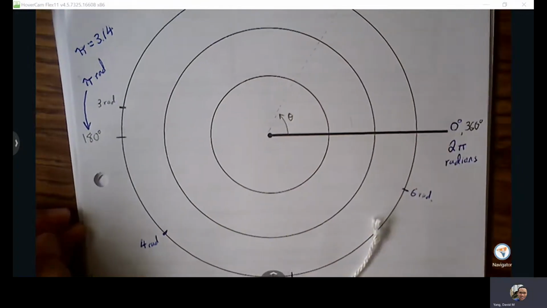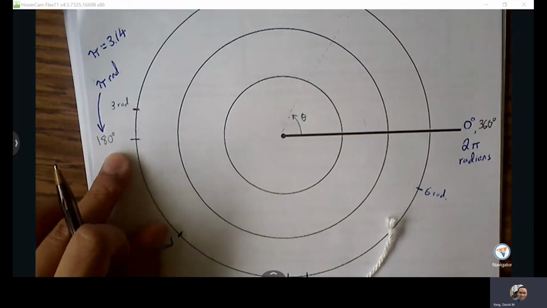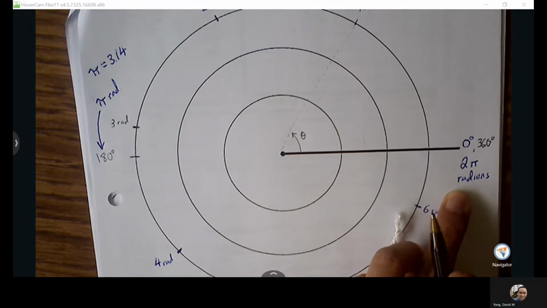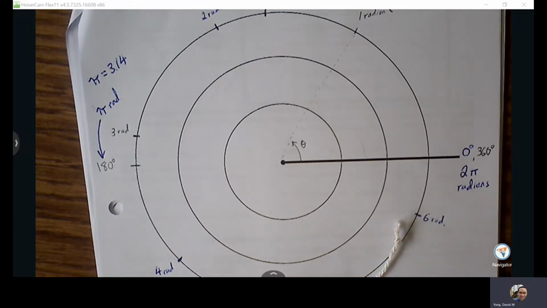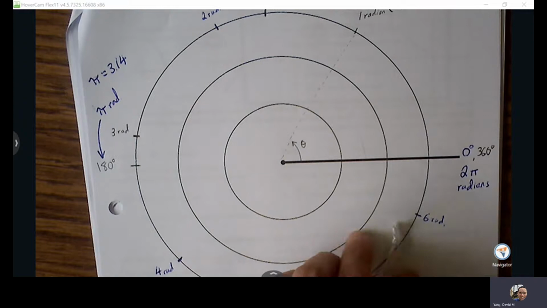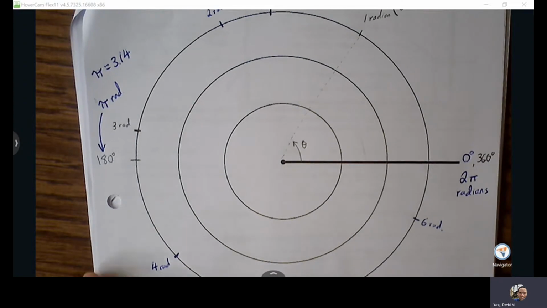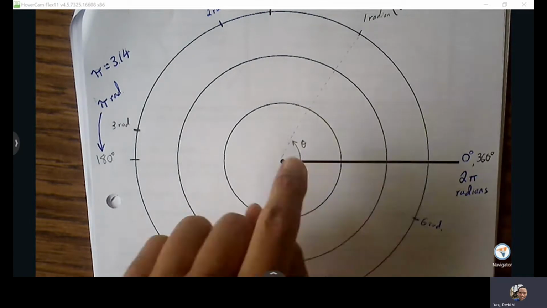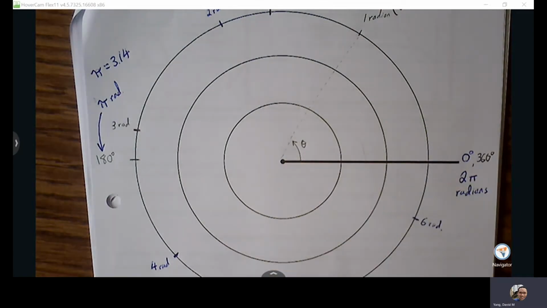So we associate pi with half a circle. We associate a full circle with 2 pi. So whenever you see radians, you just know that that is a measure that is coming from the radius of that circle. Okay. It doesn't matter what the radius is. We should be able to take any radius and make our way around the circle and convince ourselves that we're going to get 2 pi every time we measure our way around the circle.